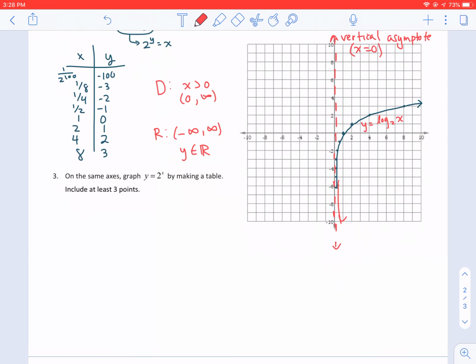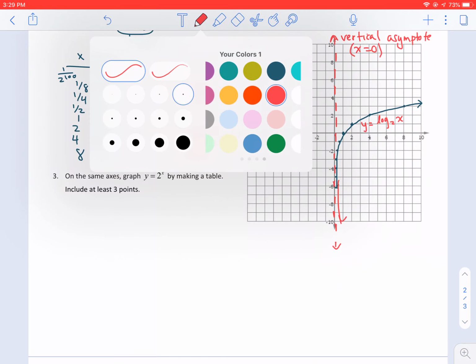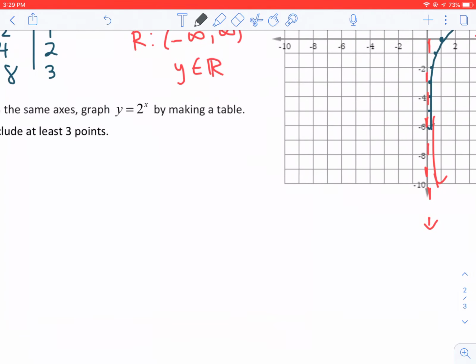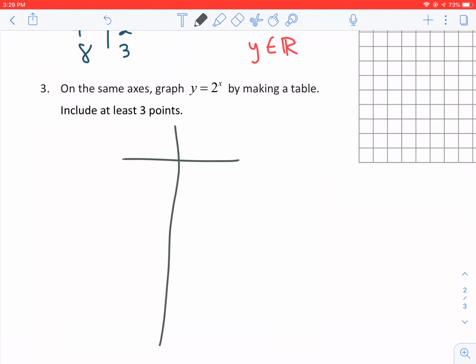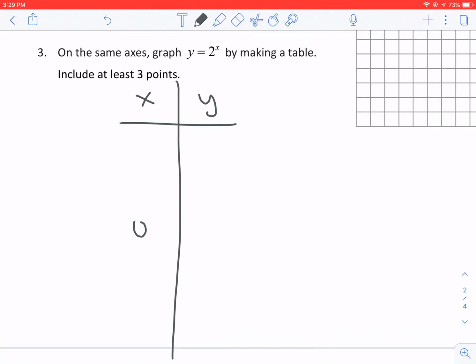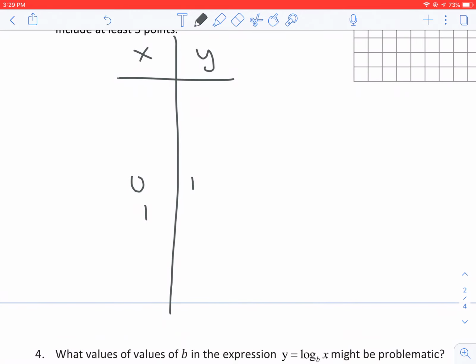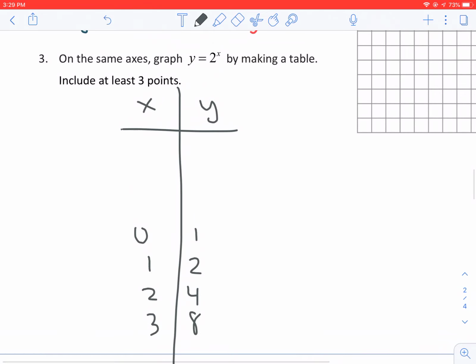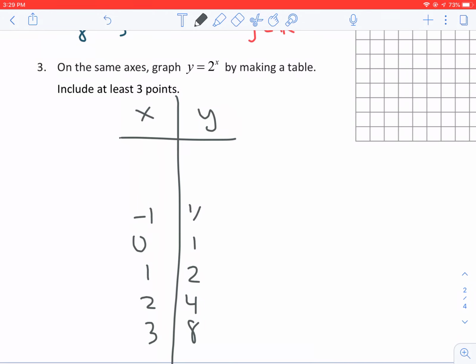And on the same axes, I want you to graph y equals 2 to the x. So this should be a lot more familiar, hopefully. I'll put 0 in the middle. So y equals 2 to the x. So y equals 2 to the 0 here, and that's 1. When x is 1, 2 to the first is 2. When x is 2, 2 squared is 4. That's going to be 3, 8, negative 1, a half, negative 2, a quarter, negative 3, an eighth.